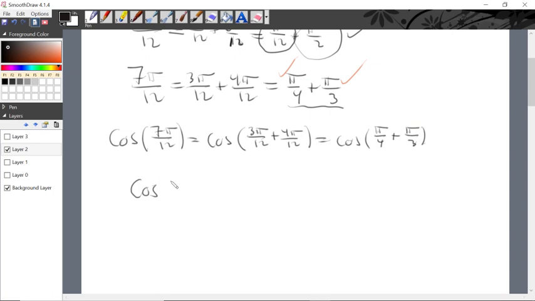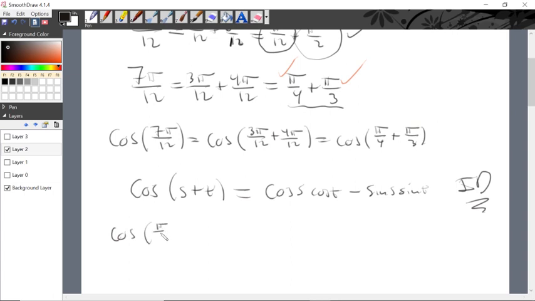Now, how do you evaluate that? Well, it is the cosine of a sum, the cosine of the sum of two quantities. And the cosine of a sum of two quantities by identity, which we just proved, is the cosine of s times the cosine of t minus the sine of s times the sine of t. That's the identity that we just proved. So the cosine of pi over 4 plus pi over 3, as an example of a cosine of a sum, would therefore be the cosine of pi over 4 times the cosine of pi over 3 minus the sine of pi over 4 times the sine of pi over 3.